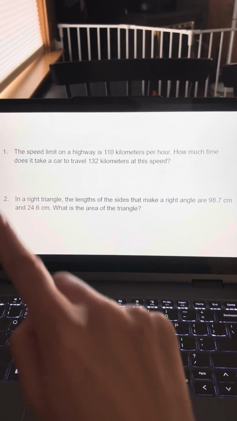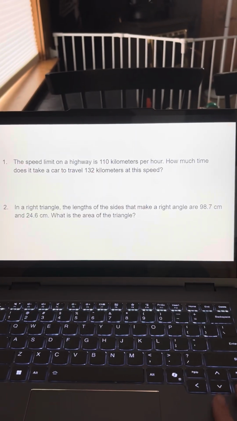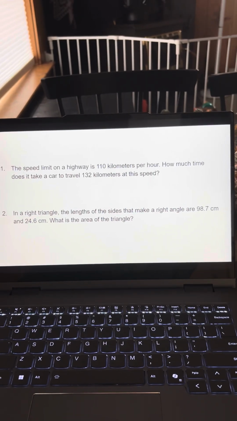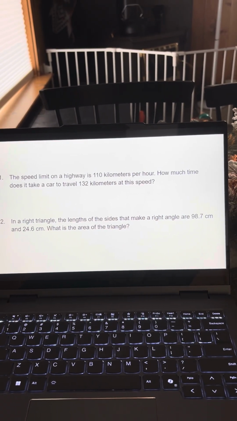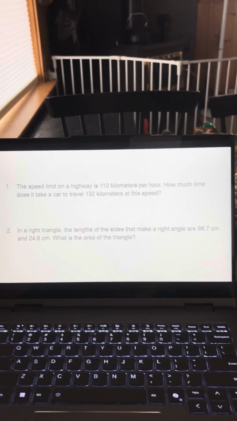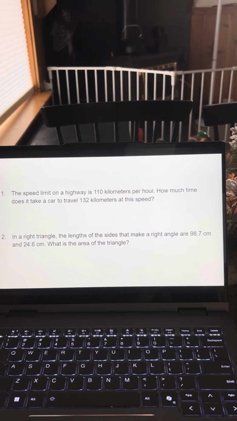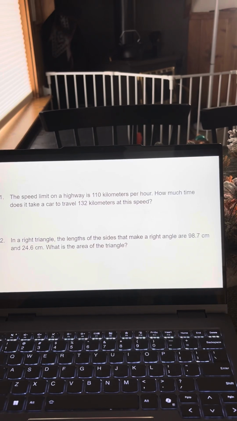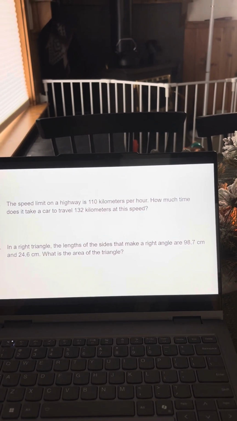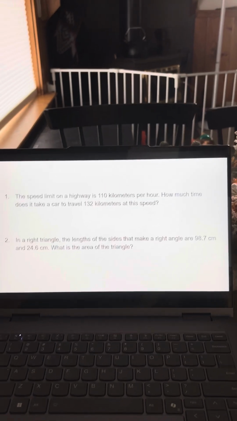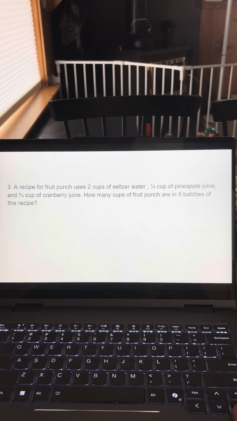So if I'm looking at this first one, the speed limit on a highway is 110 kilometers per hour. How much time does it take a car to travel 132 kilometers at this speed? So you would guess first how long you think that's going to take, and then you're going to go onto Google Sheets, type a formula that you think will help you solve this problem, and then write down the formula and the answer. And you'll do that process for all of these questions here.